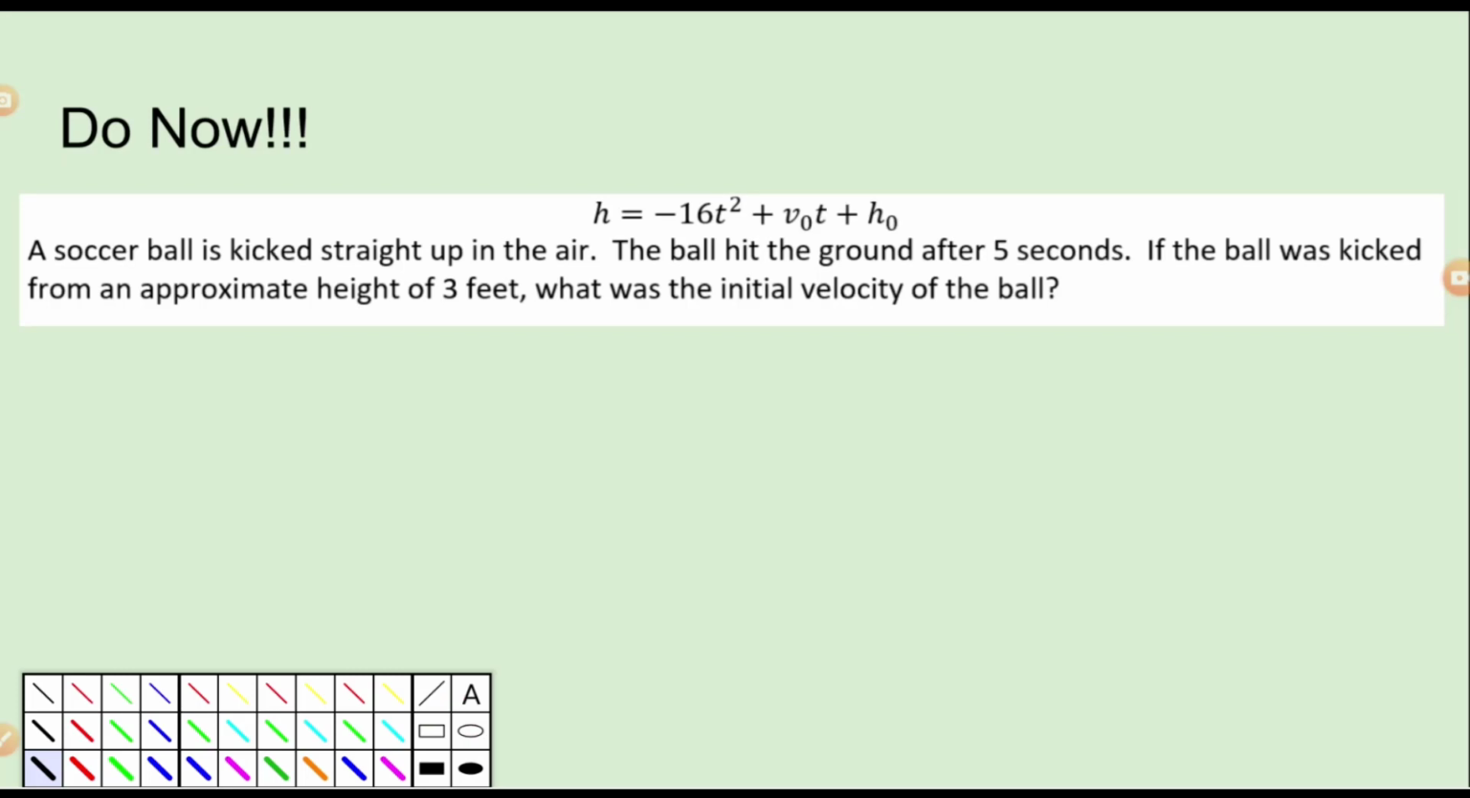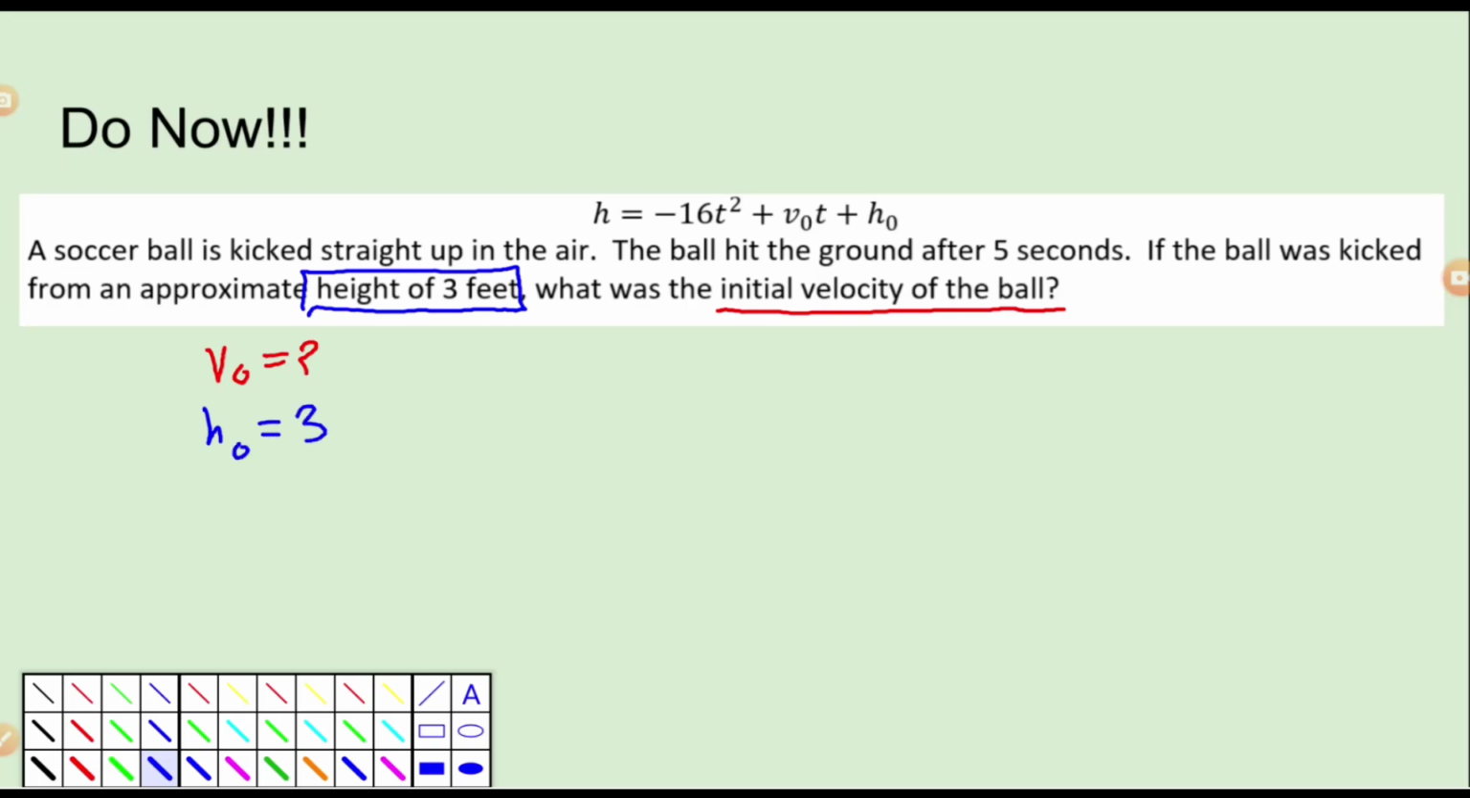So now that you've read this problem, we're just kicking the ball in the air, and the question we're trying to figure out is, what is the initial velocity? That's what we're looking for. What do we know from this problem? We do know that the person kicked the ball from a height of 3 feet. So that means the initial height is going to be 3 feet.